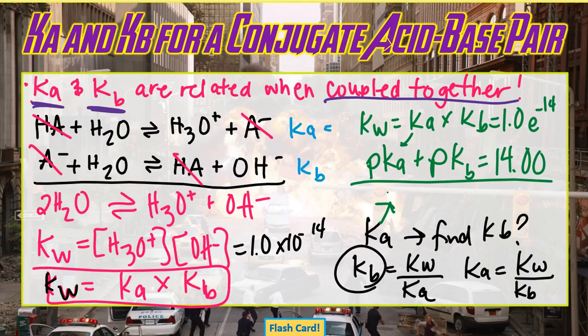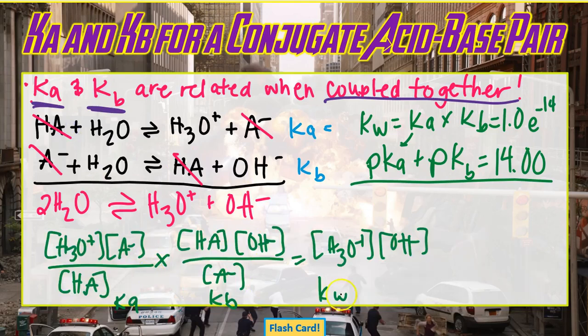So let's go ahead and get into an example. And remember, you can use this for any conjugate acid-base pair and any Bronsted-Lowry acid base at that point. And I also want to show you another way to get Kw, which is basically the same thing. It's just I want to use the expressions for Ka.